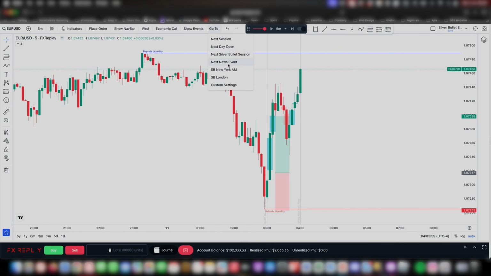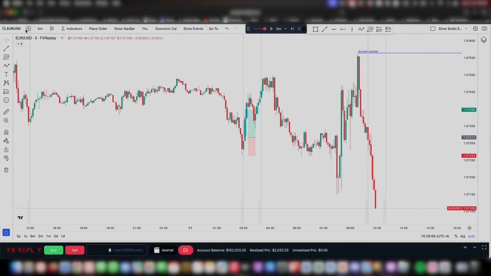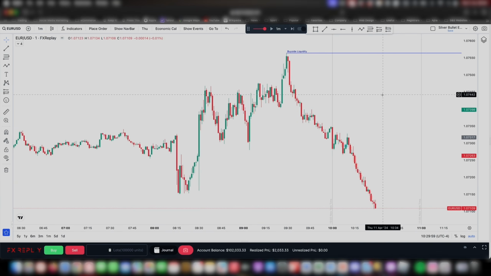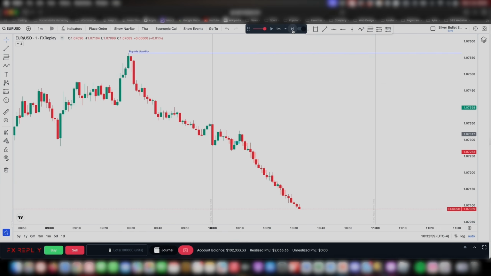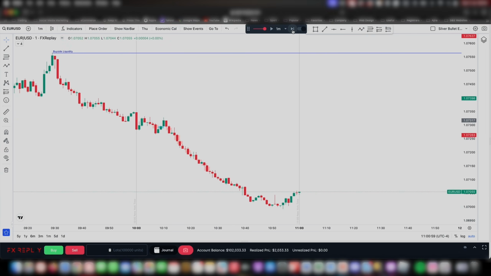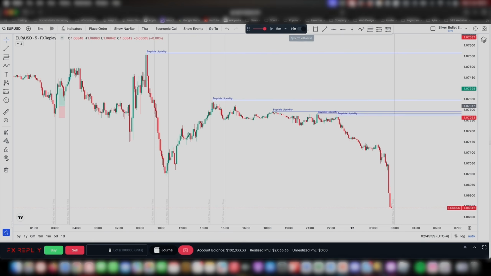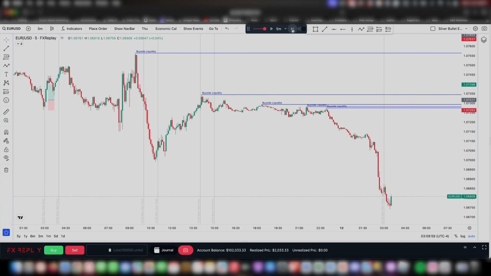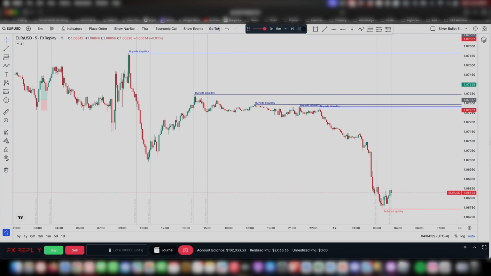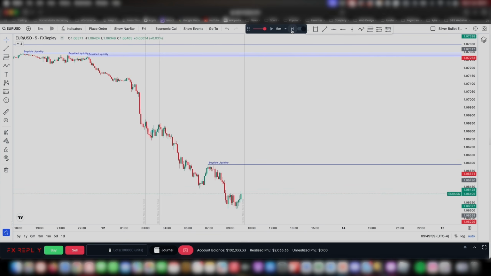So let's go to New York. Okay, we broke down there. So this is a very strong push down again, guys. So we've just got to make sure we have a very impulsive push in the opposite direction, which we don't. So let's go to the next session, okay? 5 minute, let's go to the next London. Okay, again, a very strong push down. So this is not going to be worth trading.